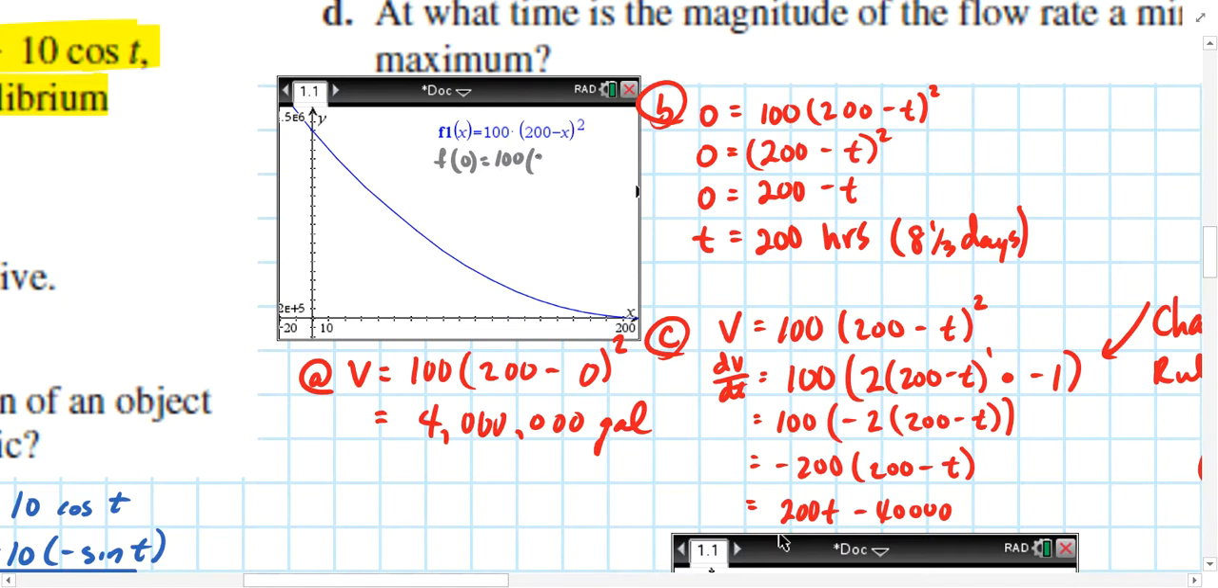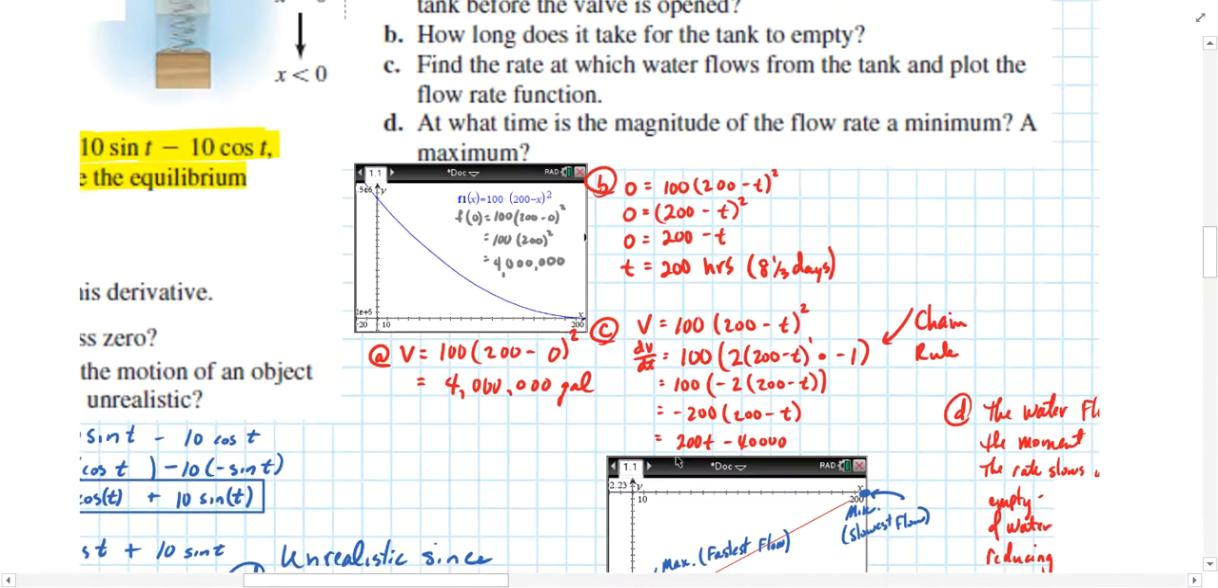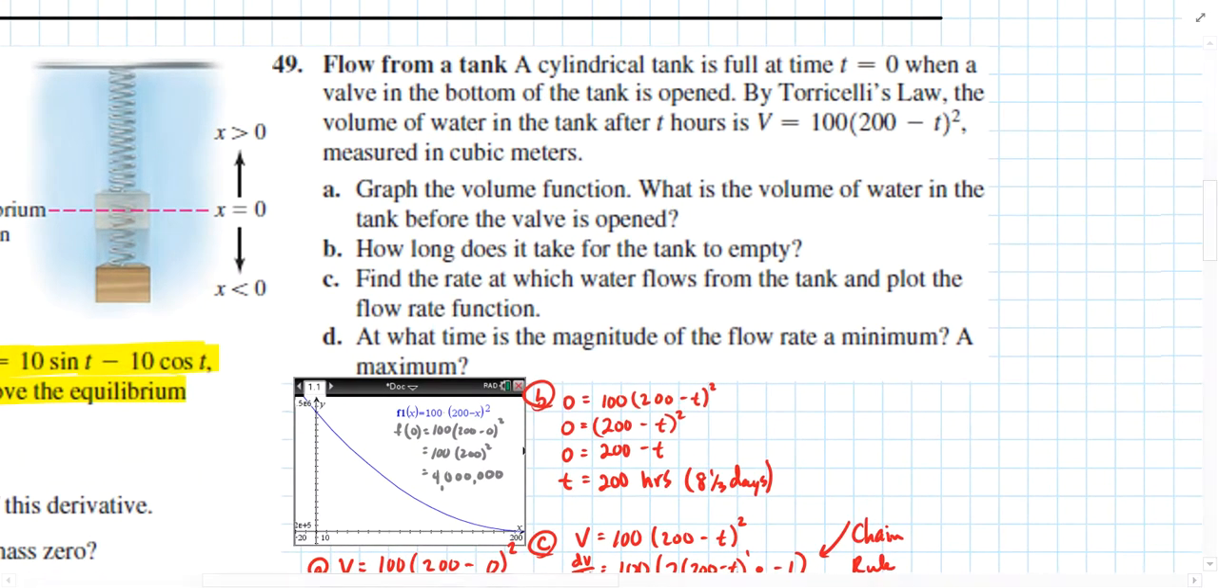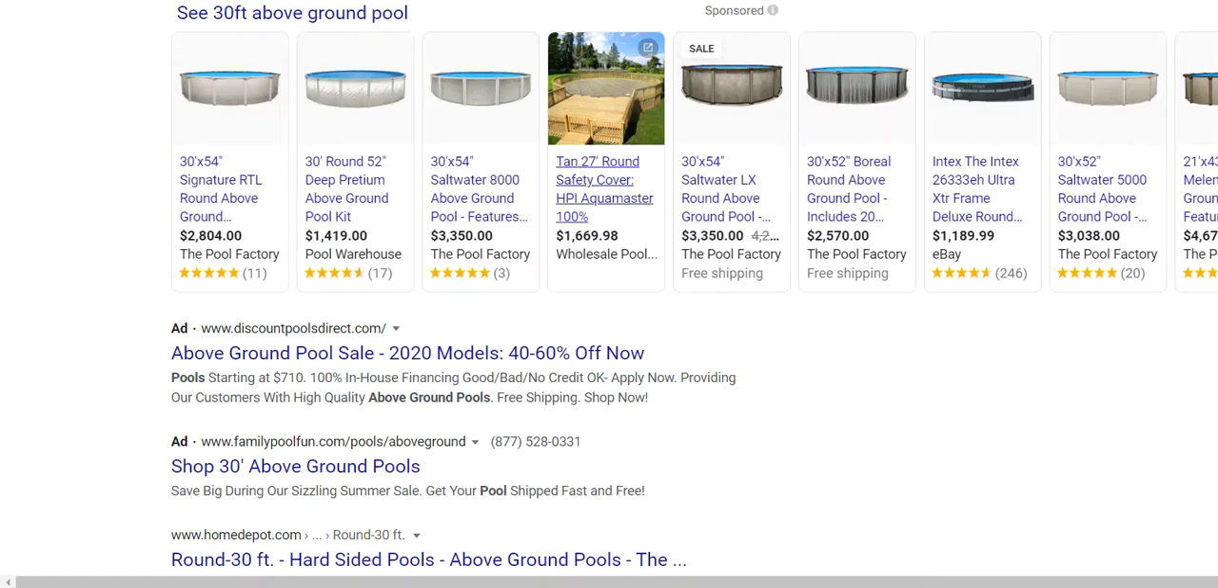And the question in part A says, how much is in this tank at time 0? That's easy to investigate. If we substitute 0 in for x, we've got 100 times 200 squared. 200 squared is 40,000, and 40,000 times 100 is 4 million cubic meters of water. That's a gigantic tank. That is very, very large.